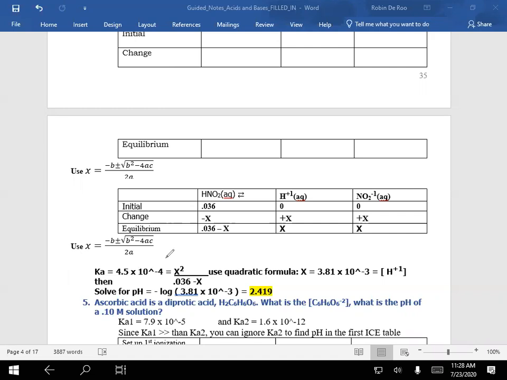When you use the quadratic formula, remember that molarities must be positive. So you want to have a positive molarity. And your X cannot be greater than the initial molarity that you started with. So in this case, when you use the quadratic formula, you end up solving for X, which is our hydrogen ion concentration. You put that in the pH formula and you get the pH. So be prepared to use the quadratic formula.